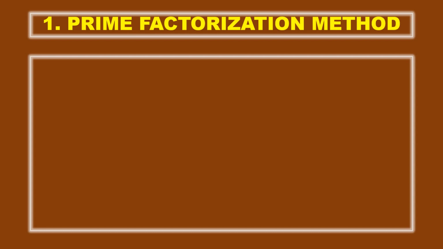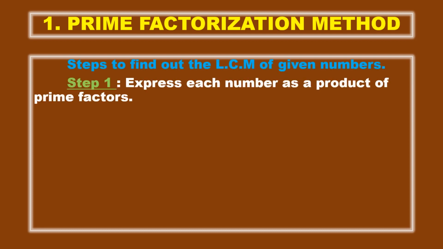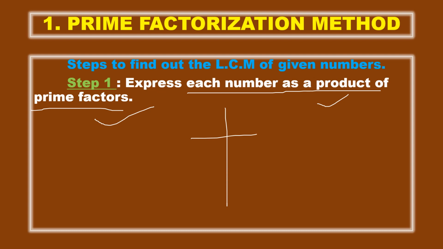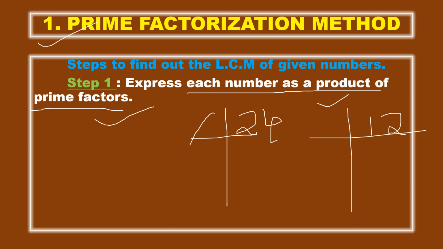Let me give the first step: express each number as a product of prime factors. Whenever you are writing a product of prime factors, you should do prime factorization. That's why the method is called prime factorization. Suppose I give two numbers, 24 and 12. Do prime factorization and whatever factors you got, write them as a product like this, 2 into 2 into, like this.